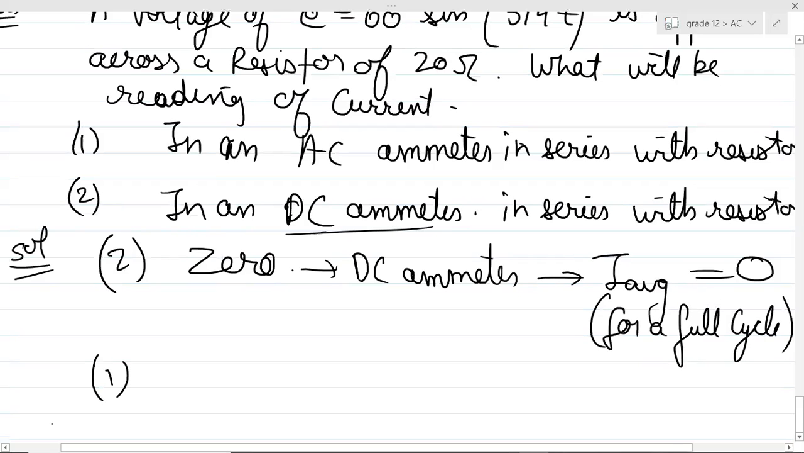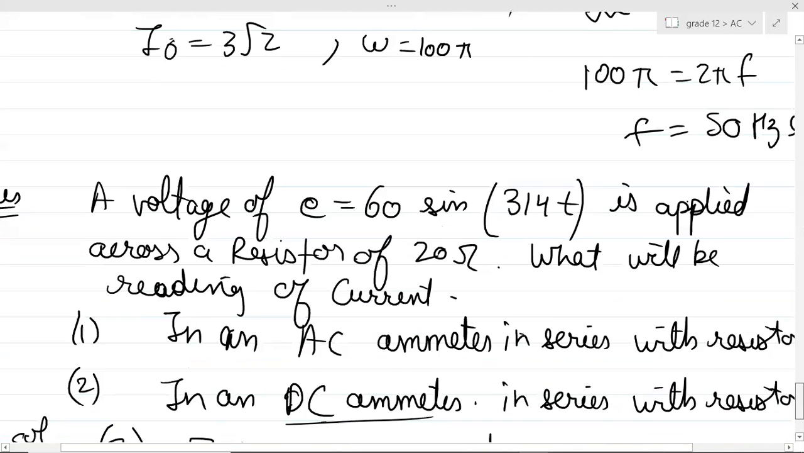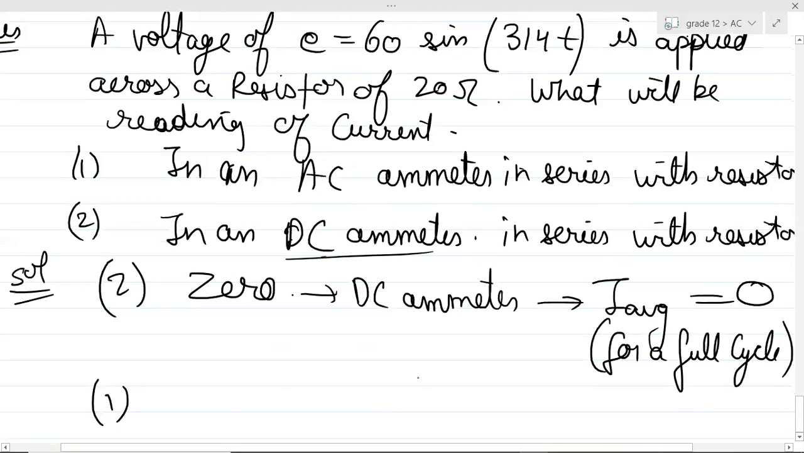We need to do the first part basically. Can you see the equation which was given to you? E equals 60 sine of this. So what is E RMS then? Will E RMS be equal to E naught by root 2? Will it be equal to 60 by root 2 volts? Yes or no?